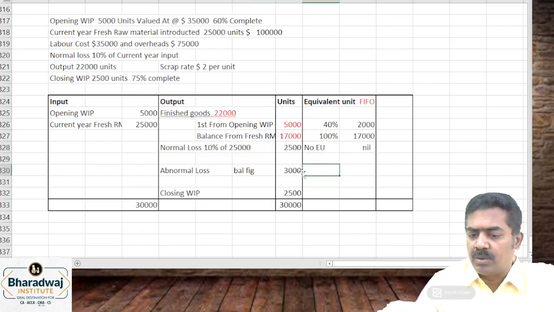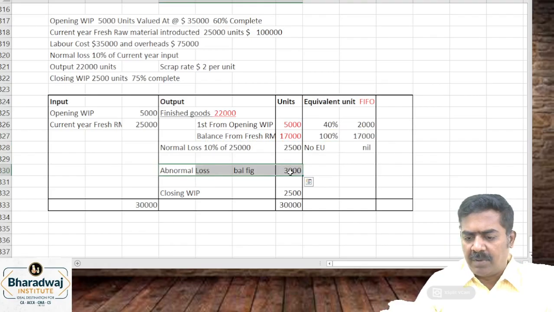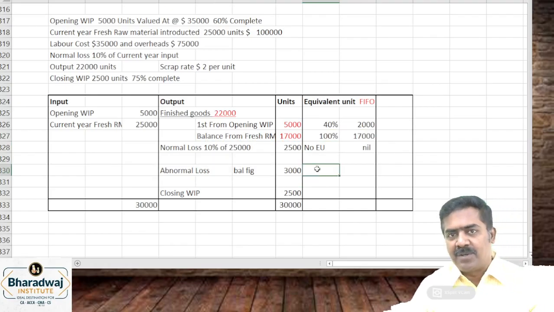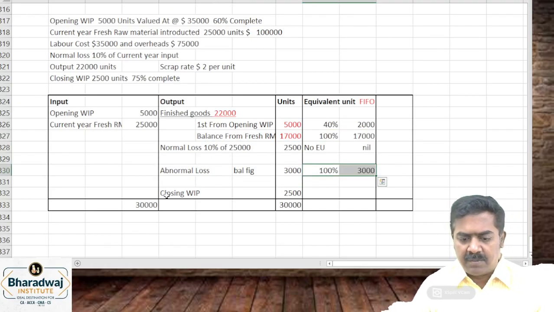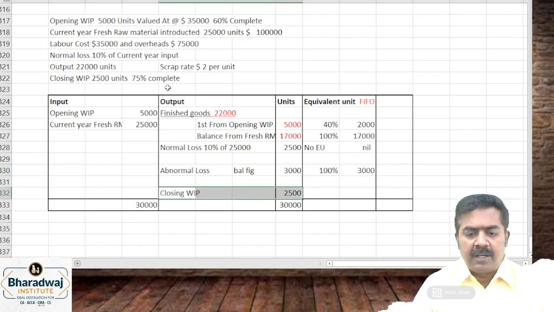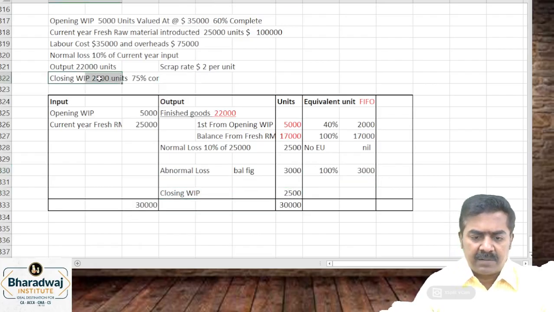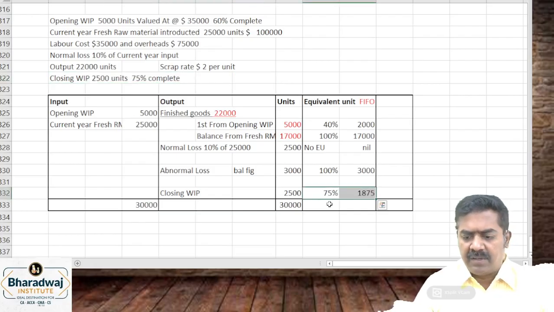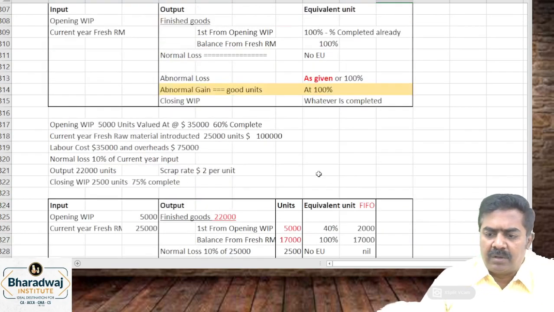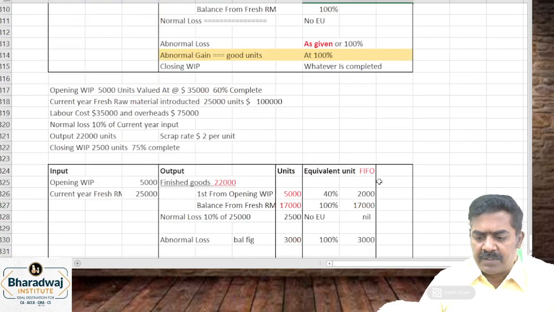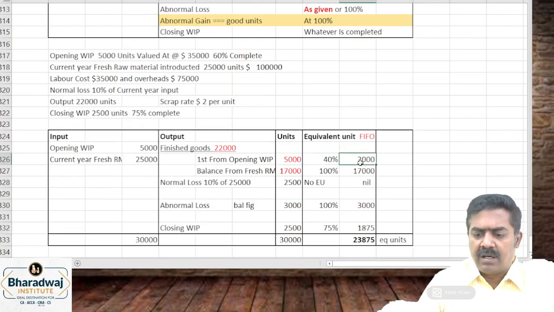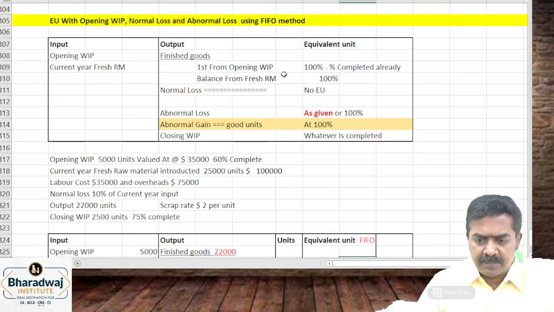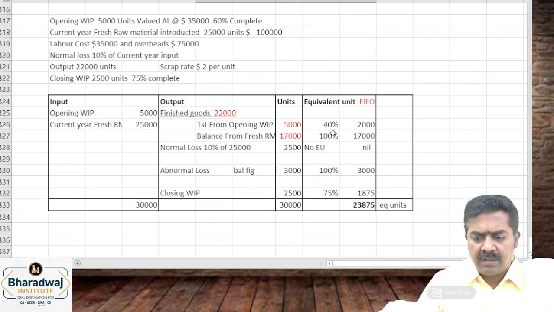Normal loss, no cost is allocated. Abnormal loss, damaged units, 100% of the cost will be assigned. Closing WIP, whatever we completed this year, 75% complete, that we will assign. So this will be called equivalent units. That is 100% minus percentage done already. 100 minus 60, 40%. Fresh raw material, we do all the work, 100% complete.